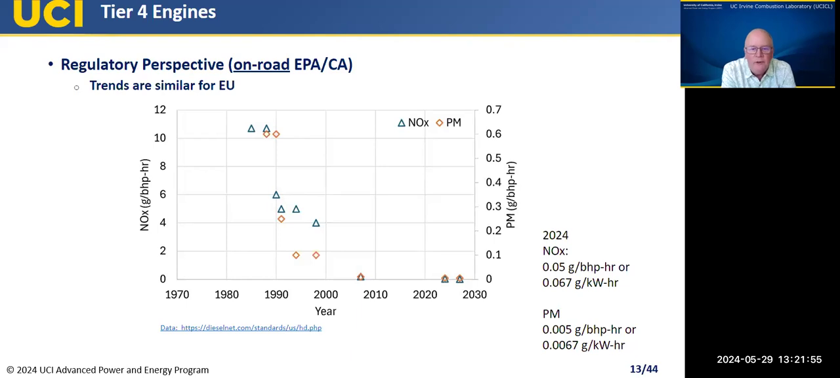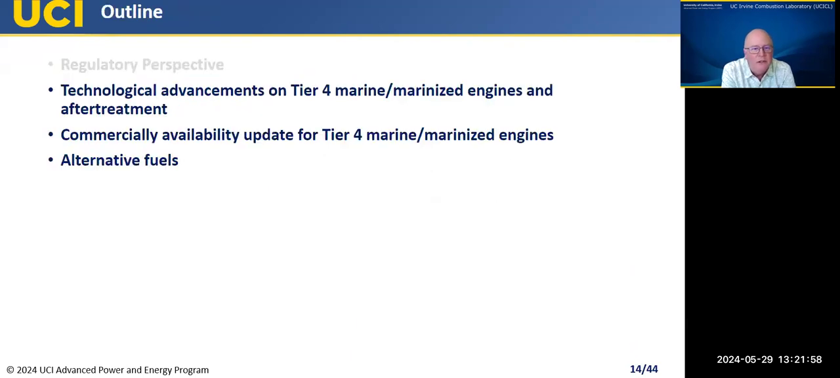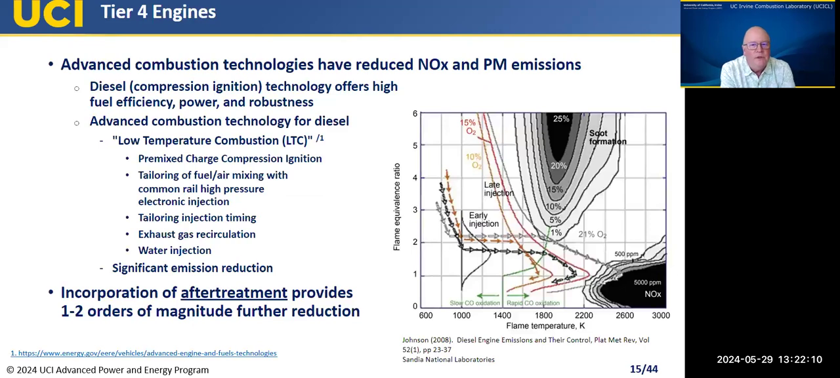Okay, so next slide, I'll transition into the technologies associated with the Tier 4 engines, along with the aftertreatment. So next slide. Of course, the first thing when these regulations started to be implemented, the first thing that combustion engineers did was try to figure out a way to solve this in the combustion system itself.